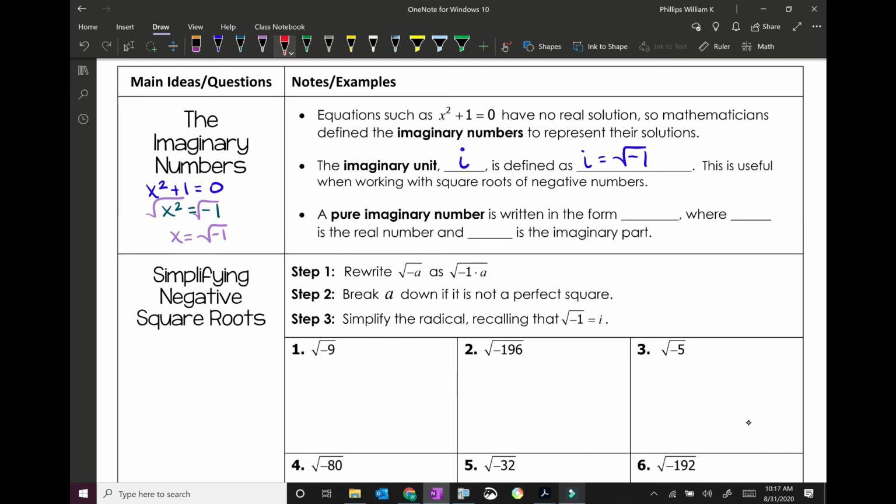This is an imaginary solution. So a pure imaginary number is written in the form bi, where b is the real number and i is the imaginary part. All they're saying here is, let's say the solution were 3i. You would write it like this. 3 is the real, i is the imaginary. You would not say something like i3.